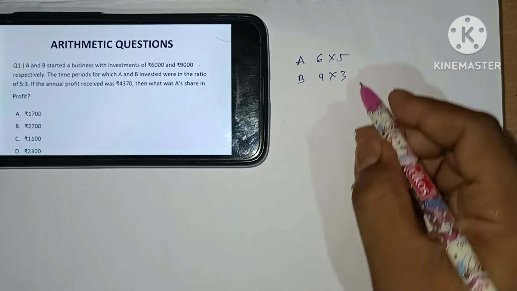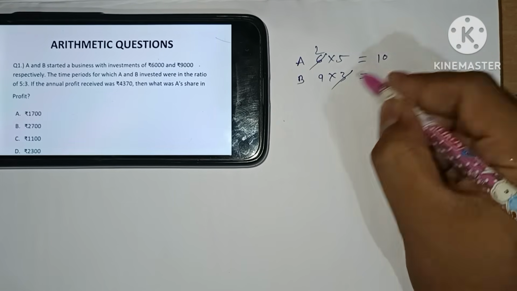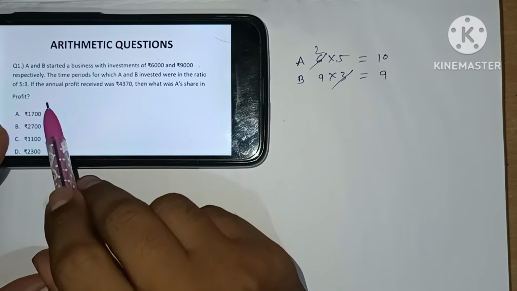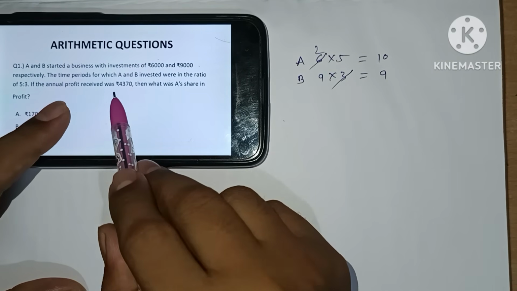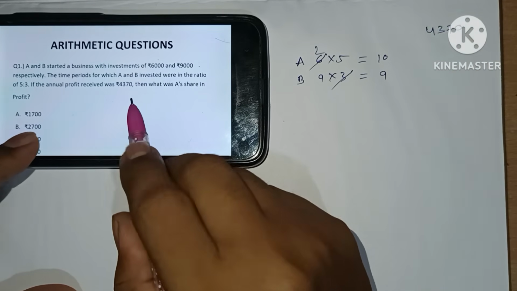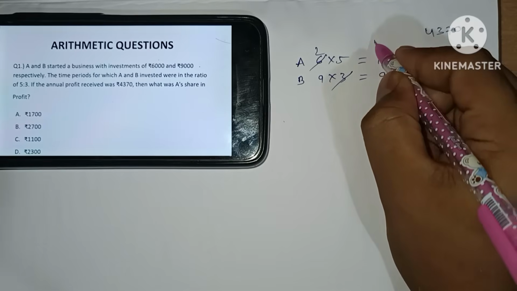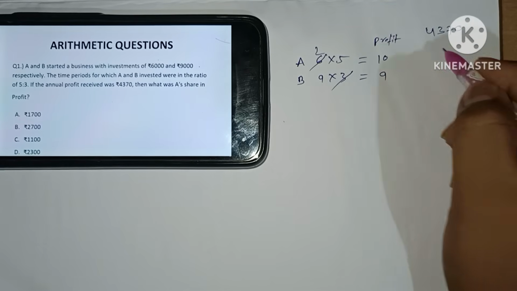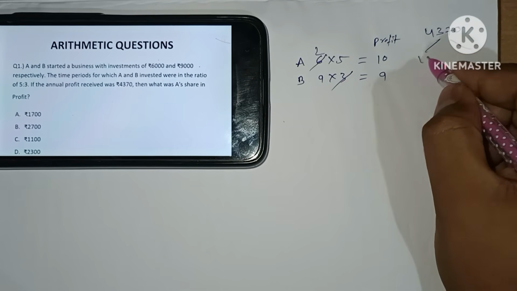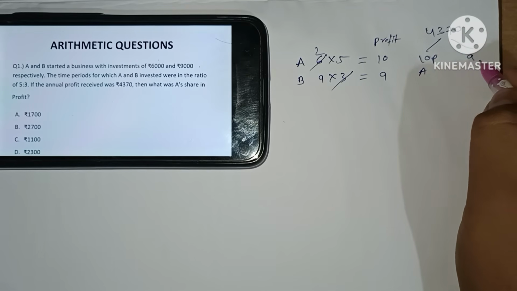So these are the ratios. 3 twos are 6, so 2 times 5 gives 10, and this is 9. The question says that if the annual profit received was 4370, then what is A's share in the profit? The ratio we get here is nothing but the profit share. So this is divided into A 10 parts and B 9 parts.